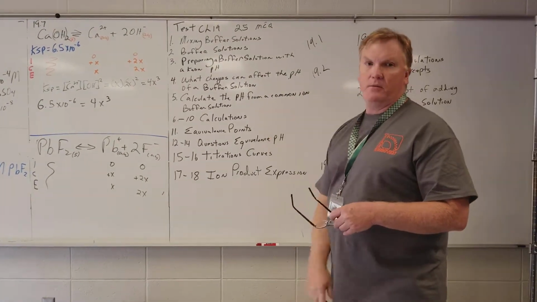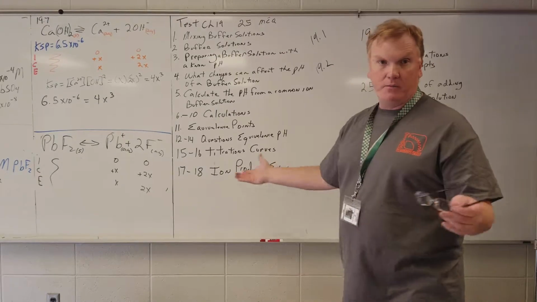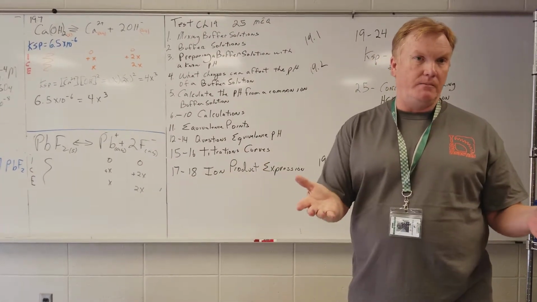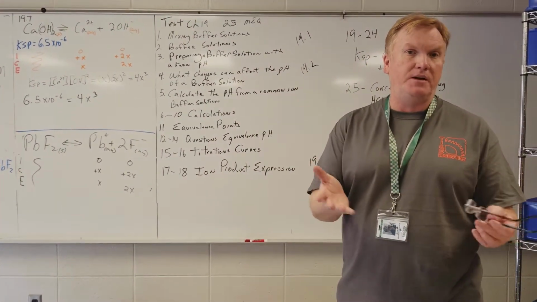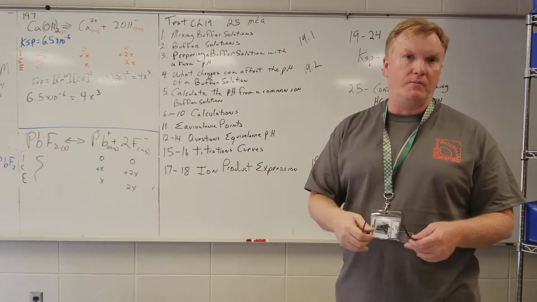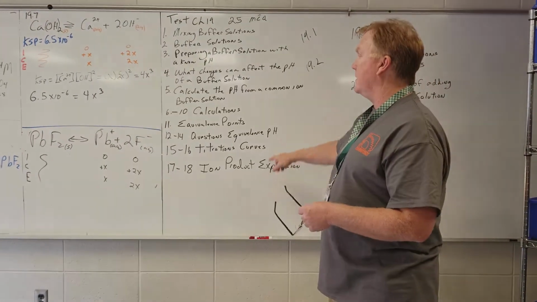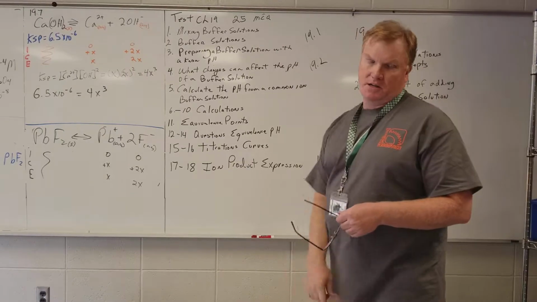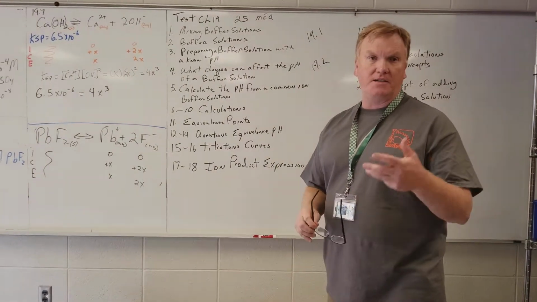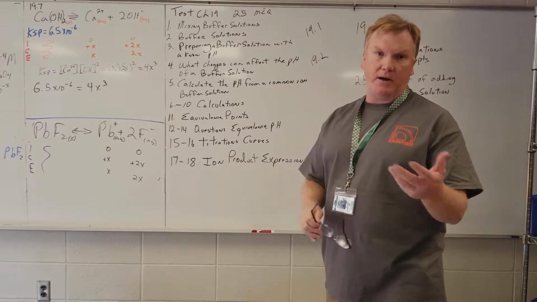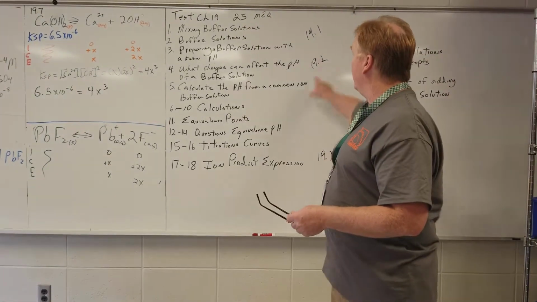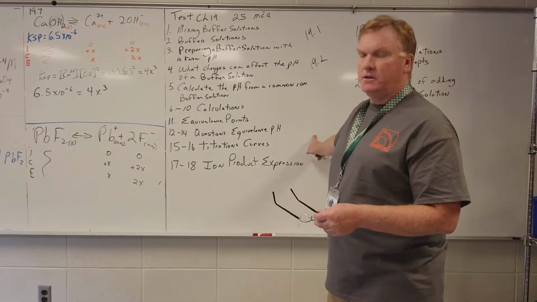11 deals with equivalence points. What is an equivalence point? Make sure you understand that it's not just a set pH of 7. There's something else that makes equivalence points that deals with stoichiometry. 12 through 14 are conceptual questions on what affects the equivalence points. If you add this, you add that. Make sure you get that down. These are all 19.1 and 19.2.